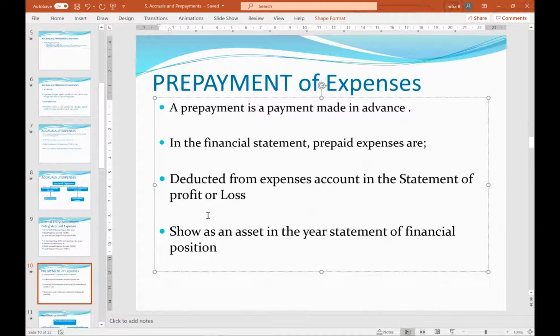Whatever you have paid, if you have paid 13,000, it's a normal entry that you put in the rent account debit and cash or bank account credit. So automatically the rent account will be showing 13,000. But I want to deduct because 1,000 relates to the next year. So we deduct from the expense account in the statement of P&L account and show this as an asset because this is our money we have paid in advance. We show this as an asset in the statement of financial position.